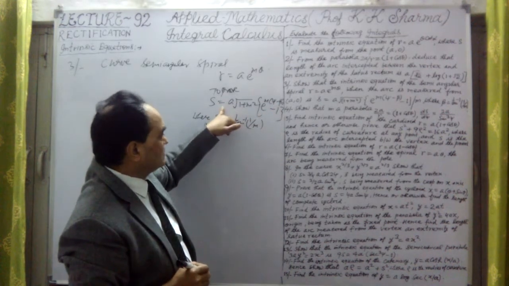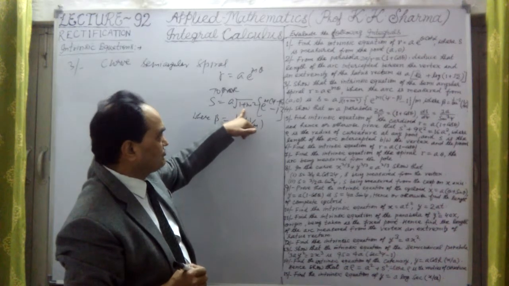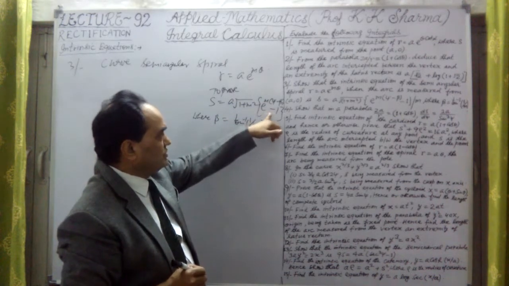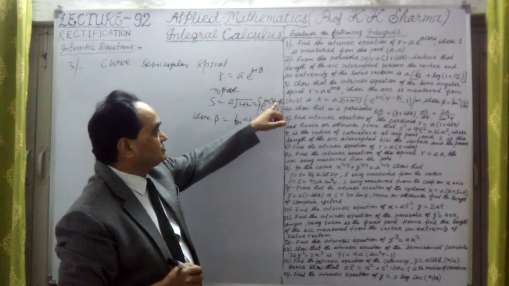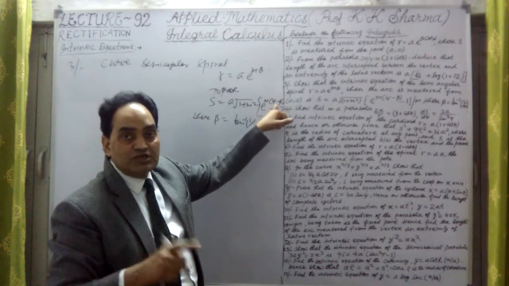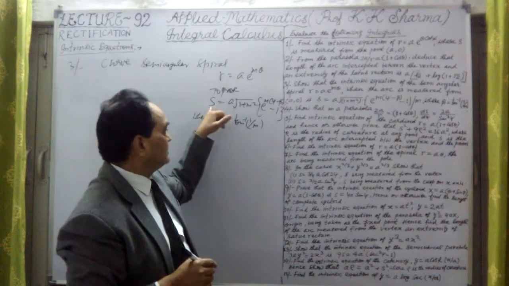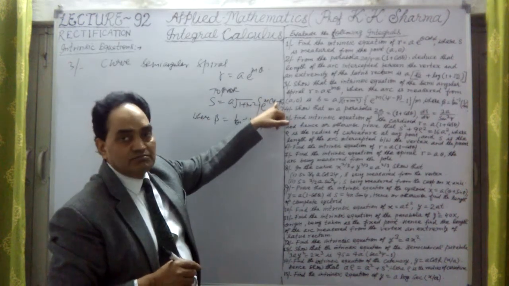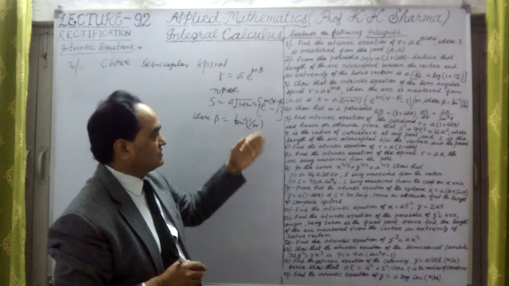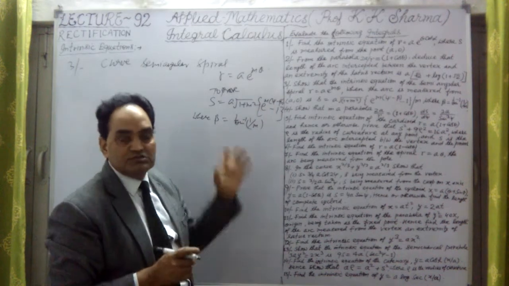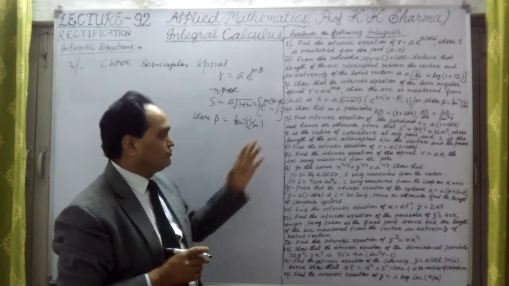S, the length of the arc, is a under root 1 plus m square into e raised to the power m psi minus beta. It means theta is changed into psi minus beta. This is the intrinsic equation. The intrinsic equation is the relation between s and psi, the angle made by the tangent with the fixed line. So this is the psi angle. This intrinsic equation we have to prove.